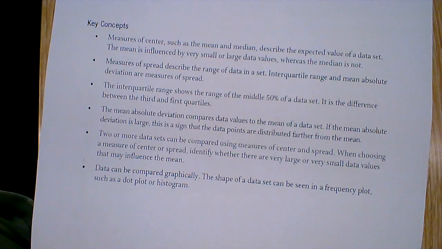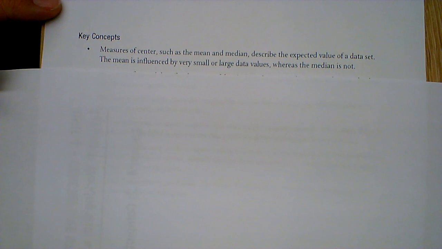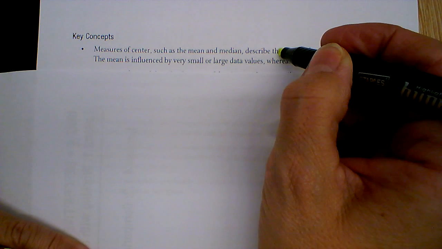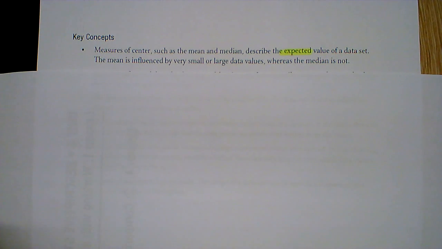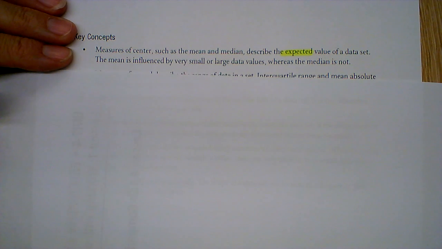So the first thing we're going to talk about is measures of center. Let's talk about a few key concepts that we need to look at. Measures of center such as the mean and the median, we've talked about these, describe the expected value. And we said that we would look for that word expected value when we were determining which type of graph to graph. And when we saw expected value, we said we should think box plot because we have a median in a box plot. The mean, or the average, is influenced by very small or large data values, whereas the median is not.